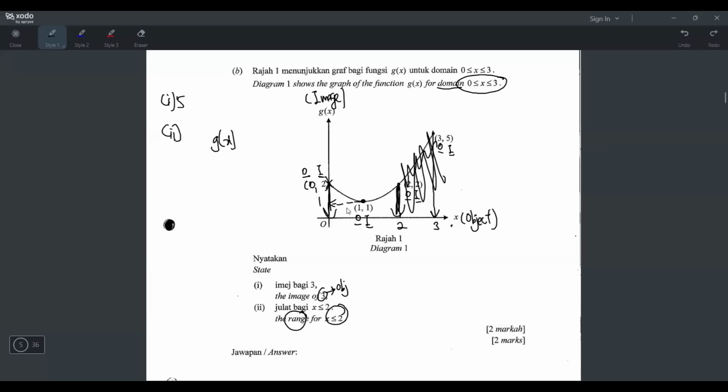So the y coordinate is 1. And then what is the highest point? Is this one, right? They are both at the same level, because they both have the same y coordinate, which is 2. It means the range for g(x), the range for y, will be 0 to 2. Wait, not 0, it's 1, sorry. Because the lowest point's y coordinate is 1, right? So it's 1 until 2. I made a mistake. So this is the answer. Okay, done.